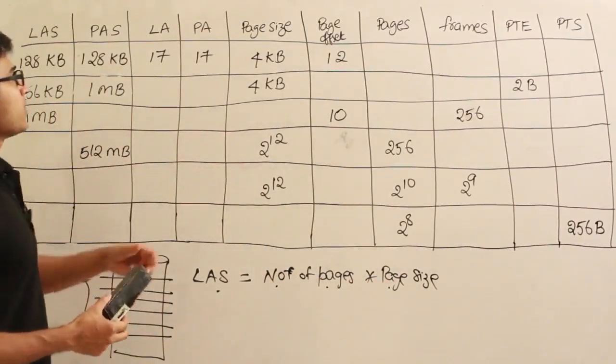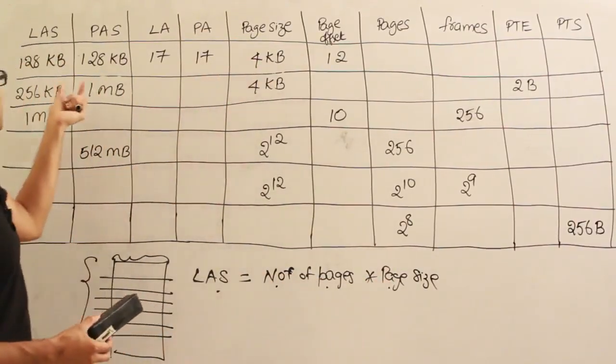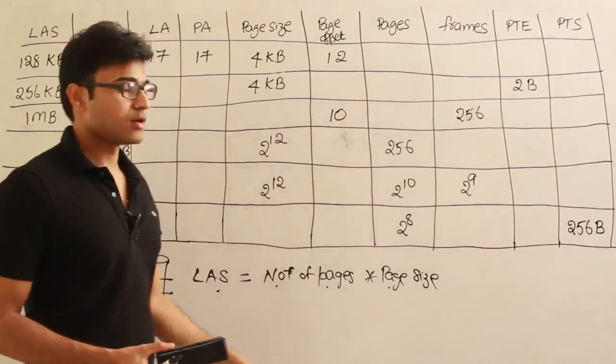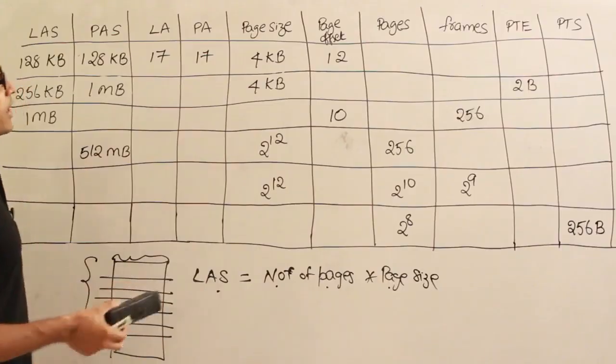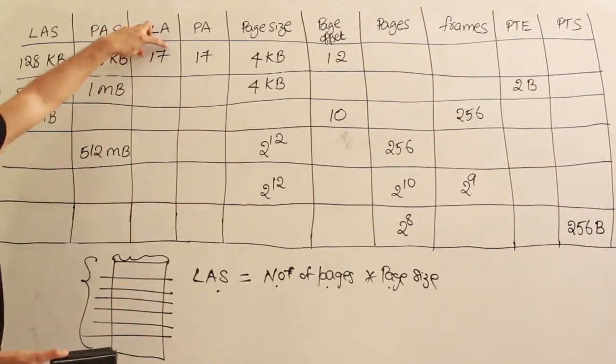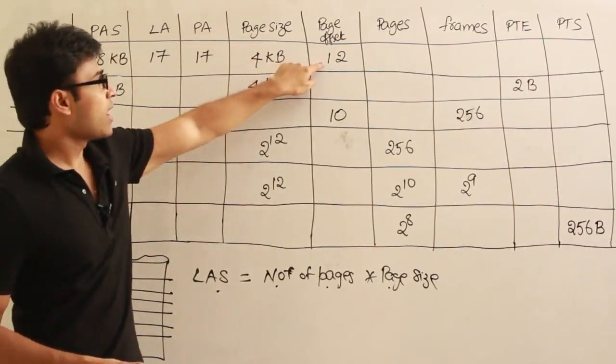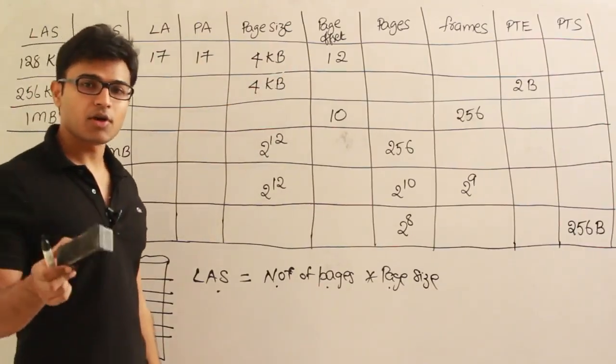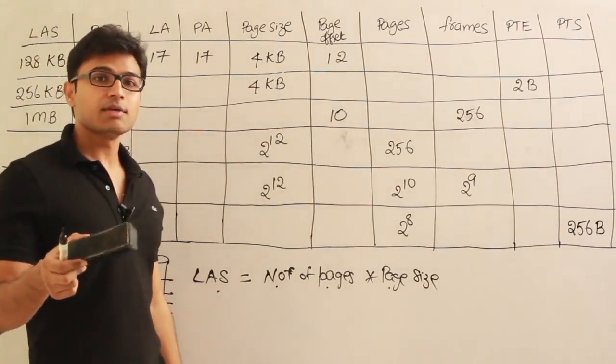So now you are given the page size and you are given the logical address space, and you are being asked what is the number of pages. You can divide them, right? Or the other way is, if you have the logical address and the page offset, and if you subtract from the logical address this page offset, then you will get the number of bits required to represent the page number.